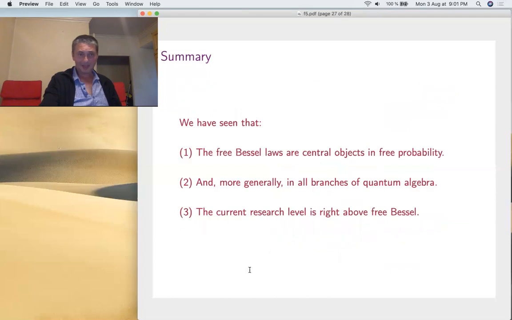Okay, so that's pretty much it. We have seen that free Bessel are central objects. Once again, it's level 2. Level 1 is somehow, say, circular, Marchenko-Pastur, all that, and level 2 is free Bessel. And that's the free probability on groups of factors of geometry. So, yeah, the current level of research is right above a bit free Bessel.